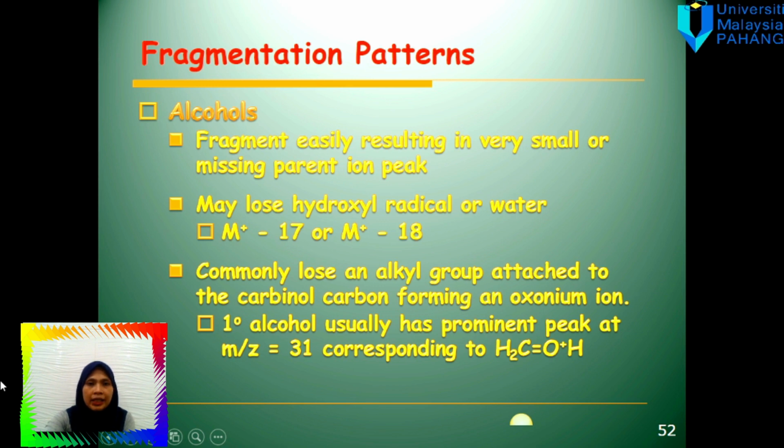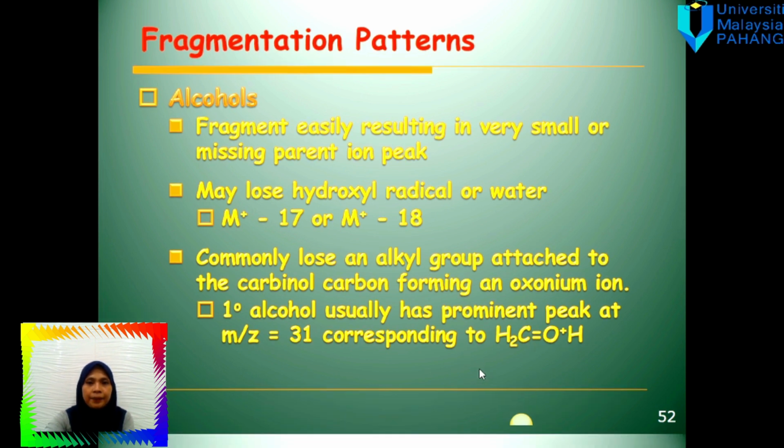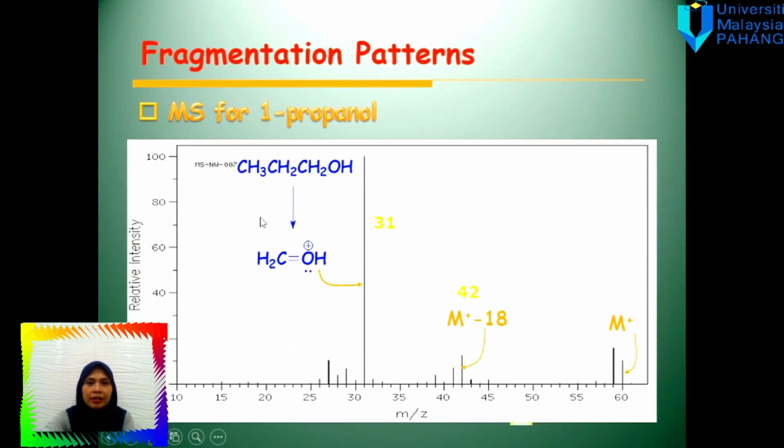Next group will be the alcohol. So alcohol, it tends to lose what? Because it has a functional group of hydroxyl, it tends to lose hydroxyl, or it can lose water. Commonly, loss of an alkyl group forms the first degree alcohol with the prominent peak with the m/z value 31, corresponding to CH2O plus H. So this is a carbonyl cation. This is the most stable, which means this is the base peak.